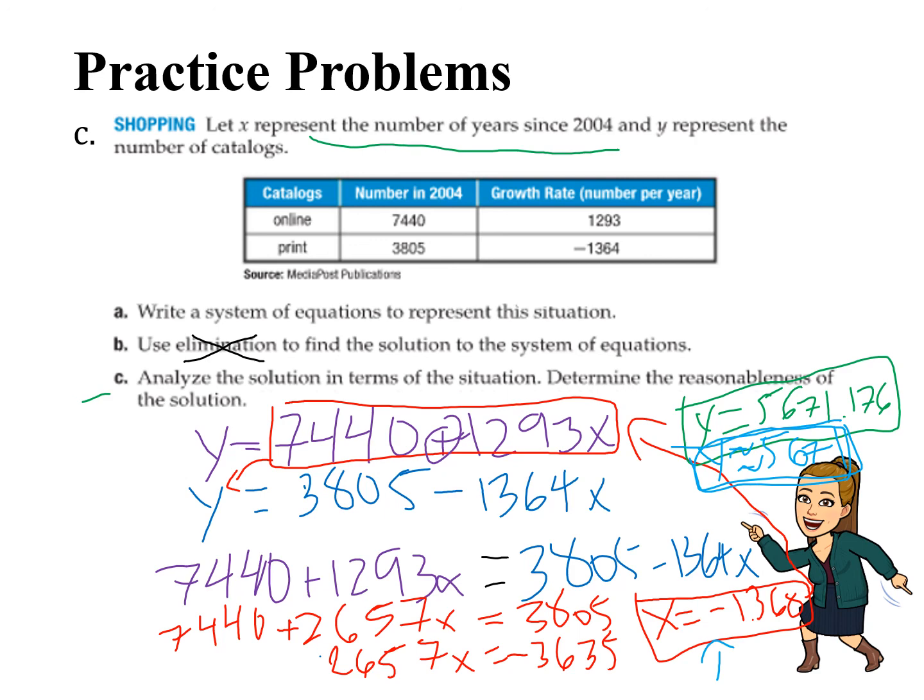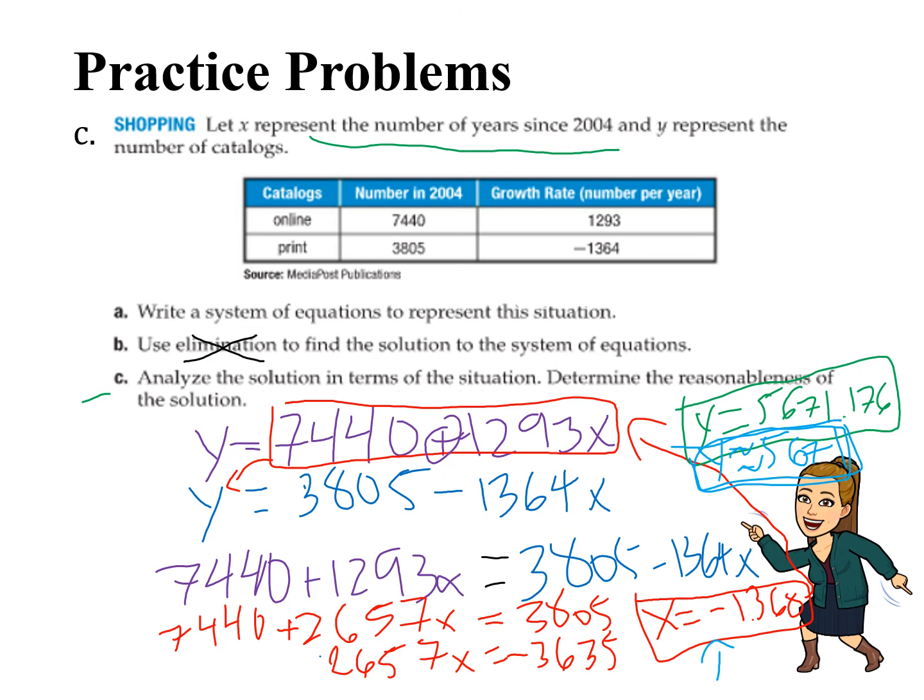When we're determining reasonableness, this is where you have a little bit of freedom. As long as you can justify your solution, whether it's reasonable or not, I would accept either answer. But in this case, I would say that it is a reasonable solution. We would expect that online and print catalogs were the same amount in some year, and so happening before 2004 makes sense. One way that you could argue that this is not reasonable is because we get a decimal value and we can't have a portion of a catalog.